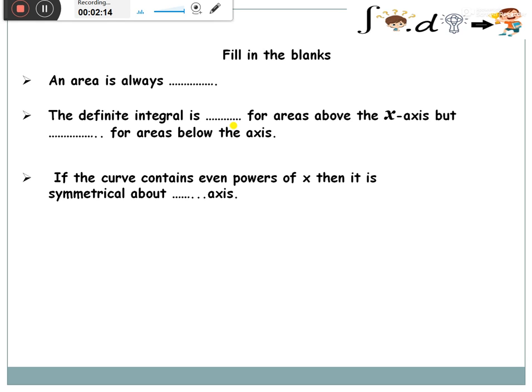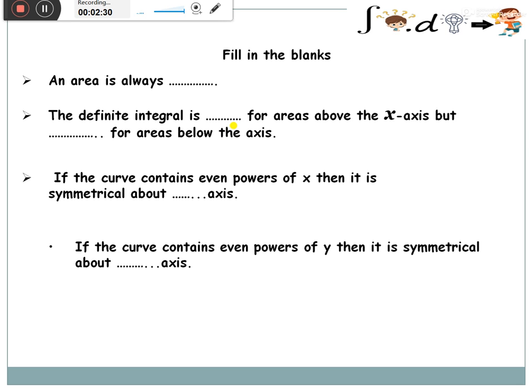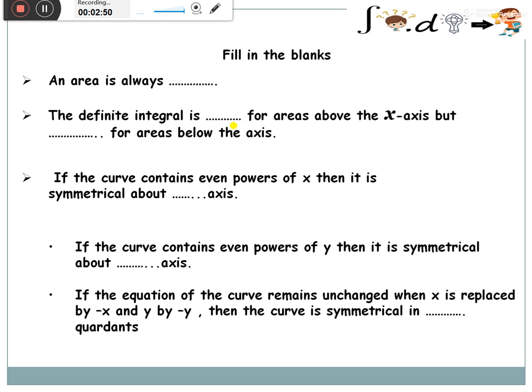If the curve contains even powers of x, then it is symmetrical about which axis? Yes, it is symmetrical about y-axis. Good. And if the curve contains even powers of y, then it is symmetrical about x-axis. That means if there are even powers of x then it is symmetrical about the y-axis, and even powers of y then symmetrical about the x-axis. Is it clear? It is opposite.